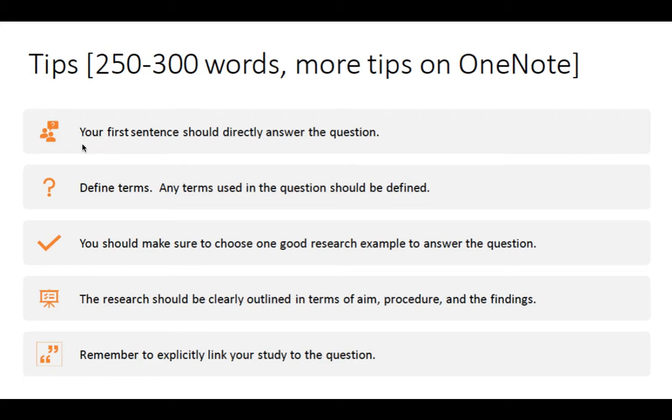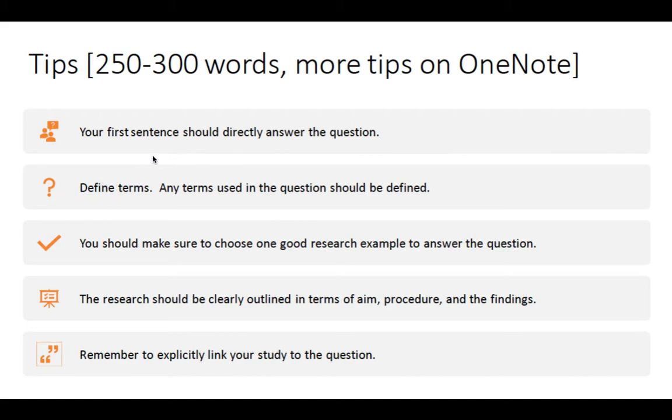First of all, your very first sentence should directly answer the question. I cannot stress this more than anything. It is so important because that really sets the tone for your essay and shows how you've understood the command term or not. So please make sure that the first sentence fully answers the question. And I will give you an example, which I have in the past again.